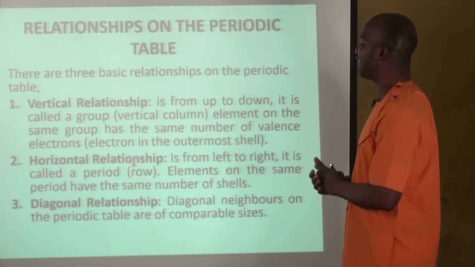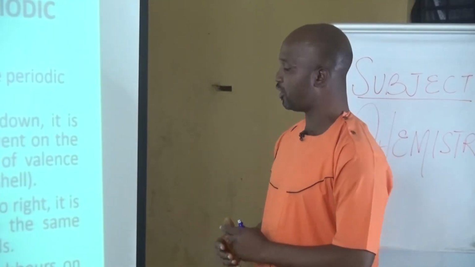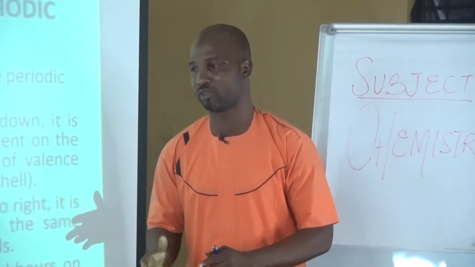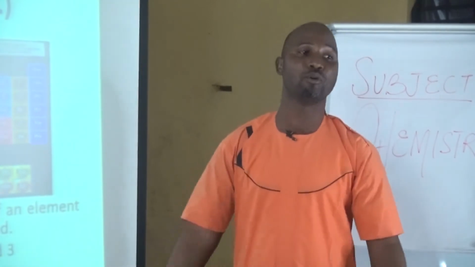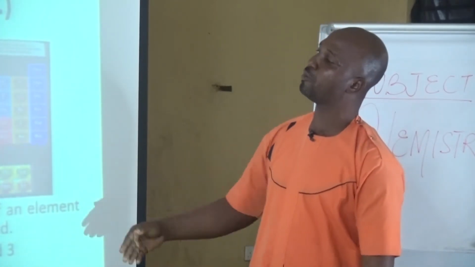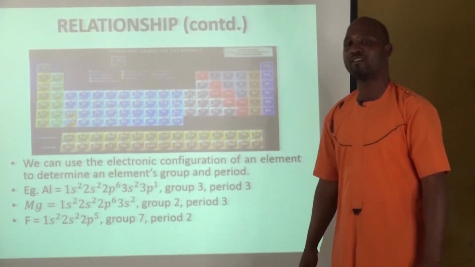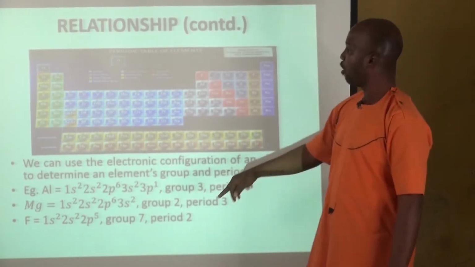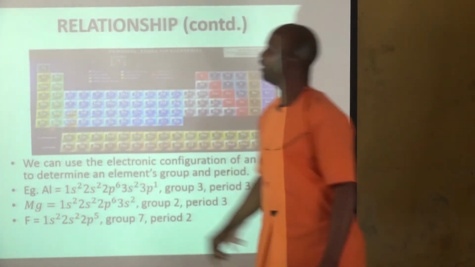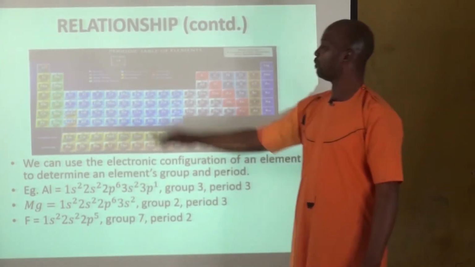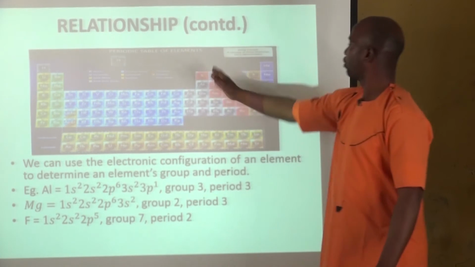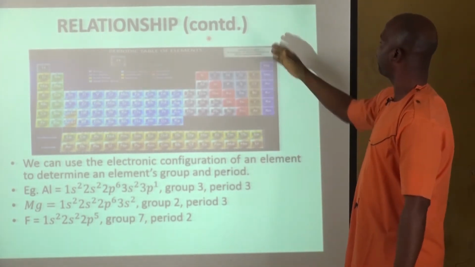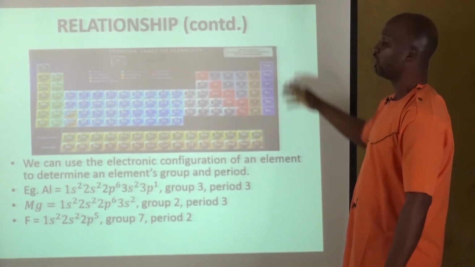The last one is the diagonal relationship. Diagonal relationship has to do with diagonal neighbors, which are of comparable sizes. I will show you the periodic table and how this relationship exists. If you look at it from up to down, it is called a group. And that is why these elements are grouped into group 1, group 2, group 3, group 4, group 5, group 6, group 7, and group 8.